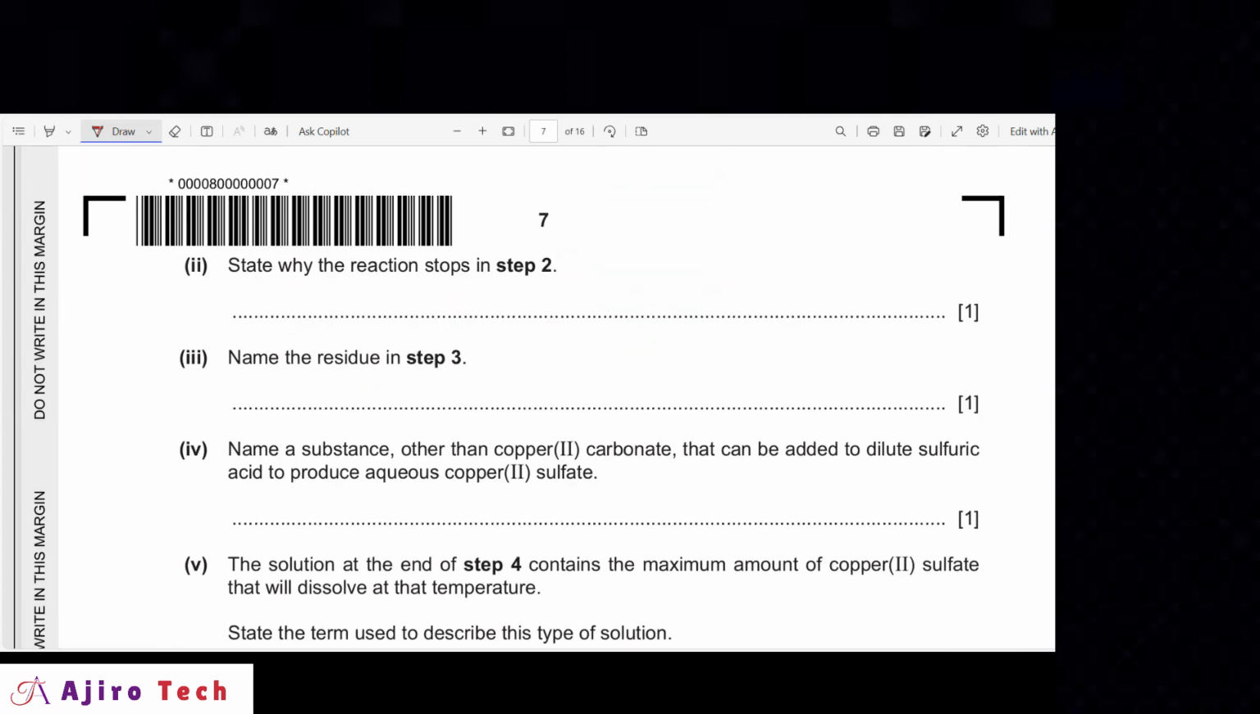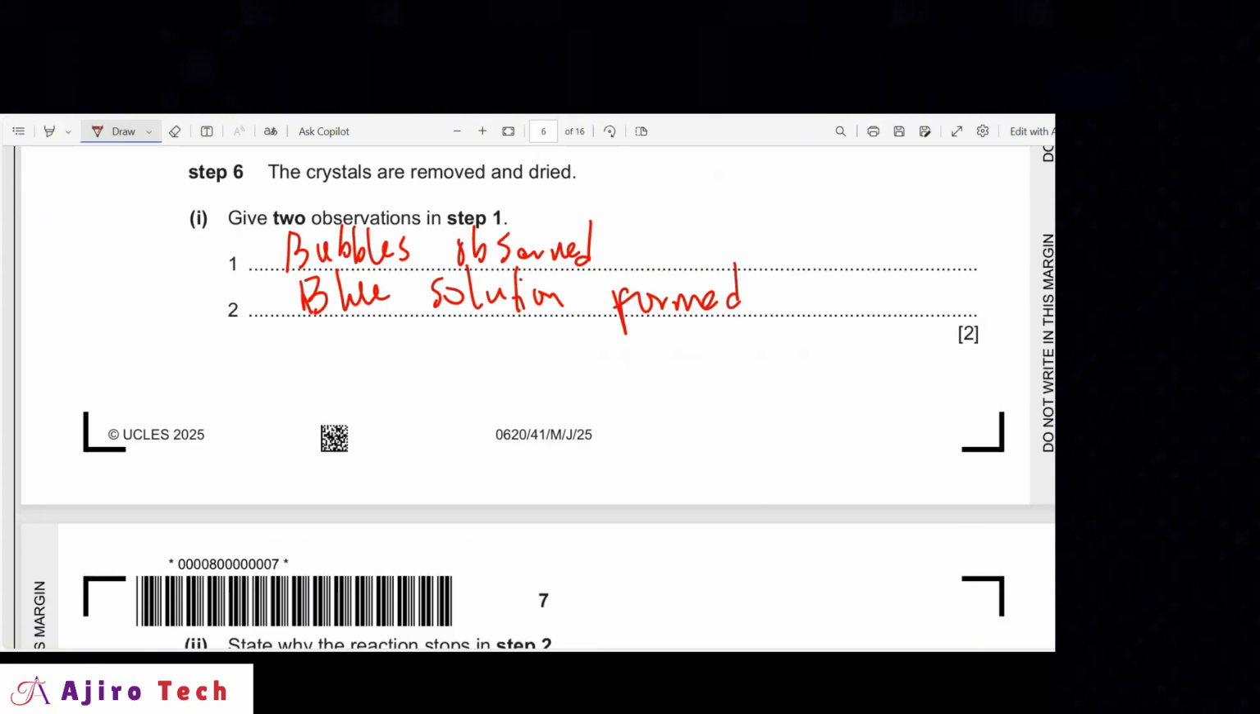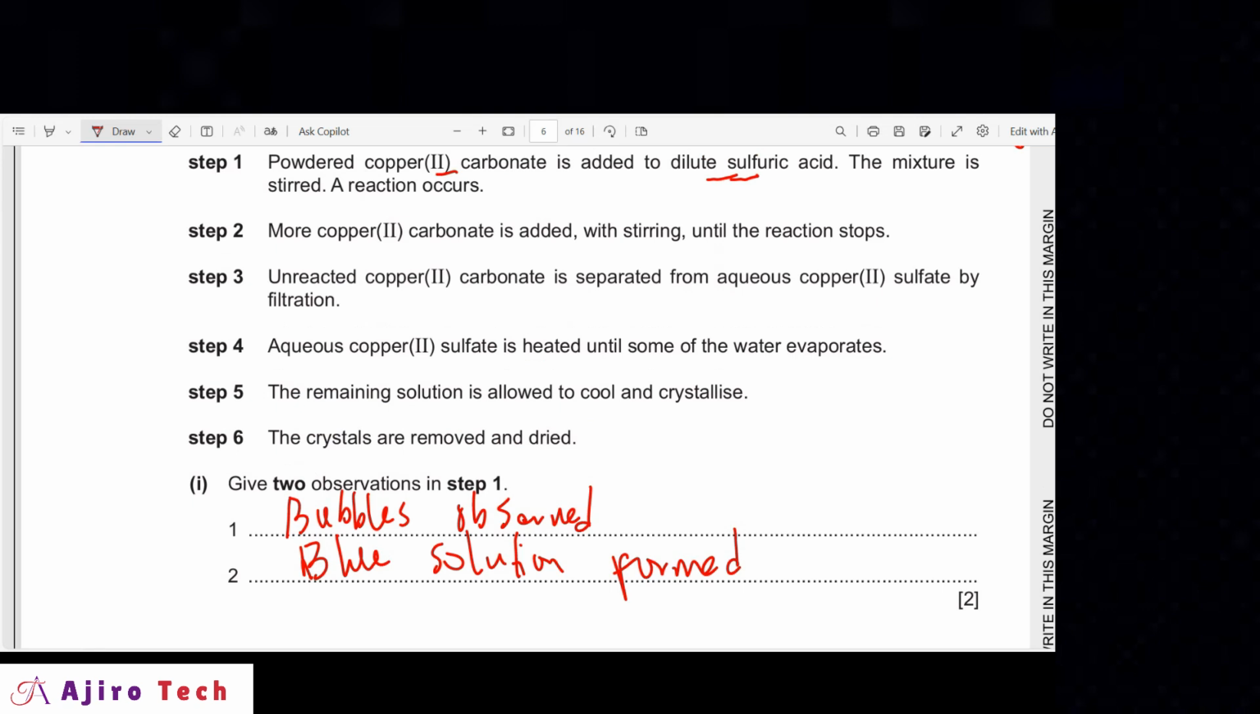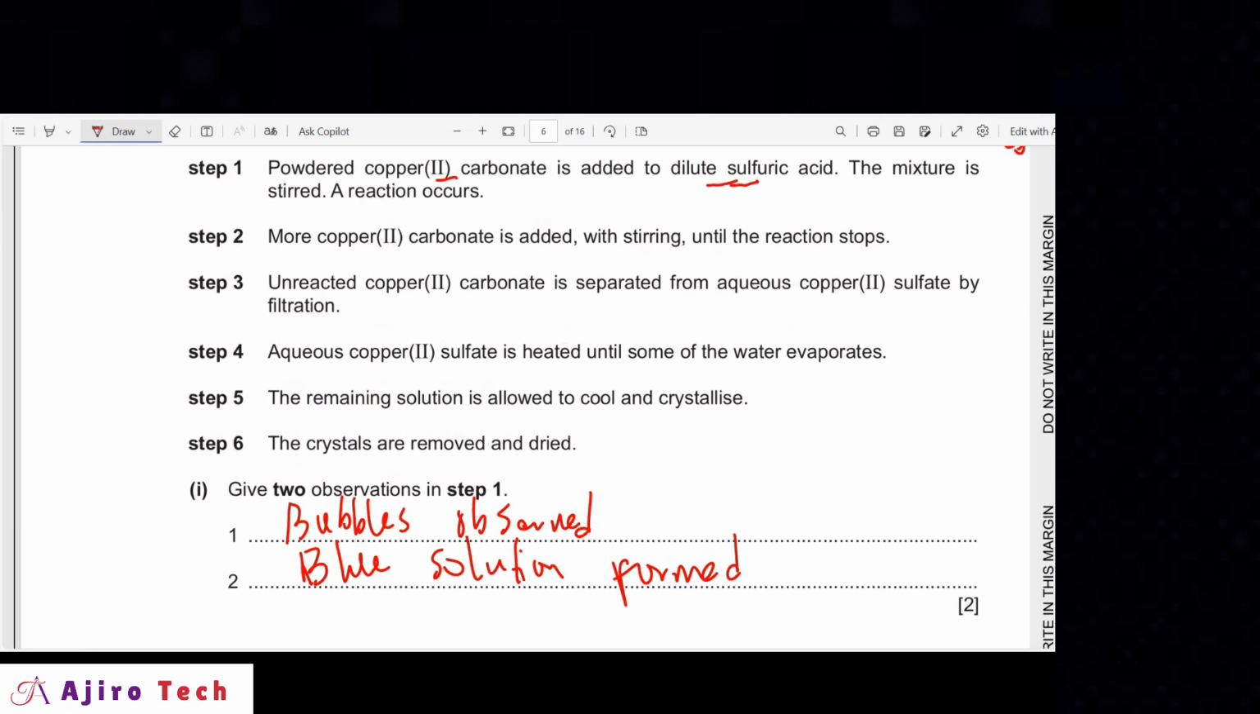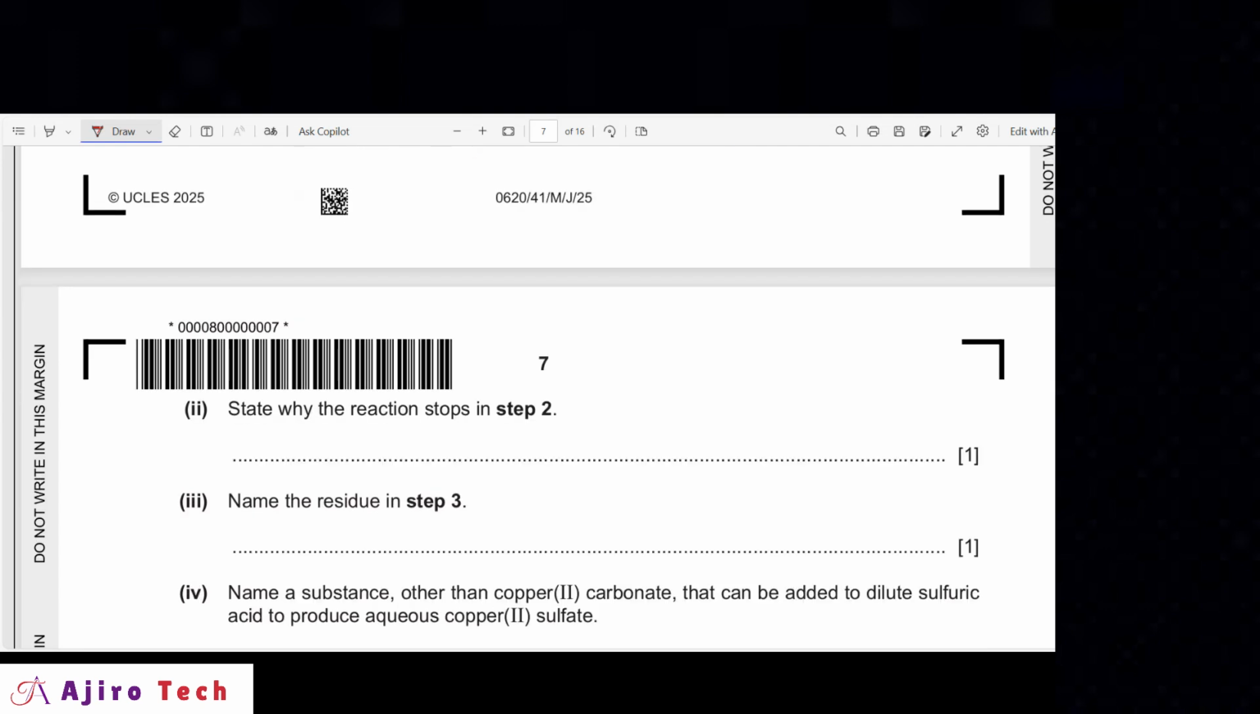State why the reaction stops in step two. Okay, so let's go to step two and read what happens. More copper(II) carbonate is added with stirring until the reaction stops. So remember that you're adding copper(II) carbonate to sulfuric acid. The reaction will stop because all of the sulfuric acid has reacted. Remember that the sulfuric acid is the agent dissolving the copper(II) carbonate. So when the reaction has stopped, it simply means that you have used up all of the sulfuric acid.